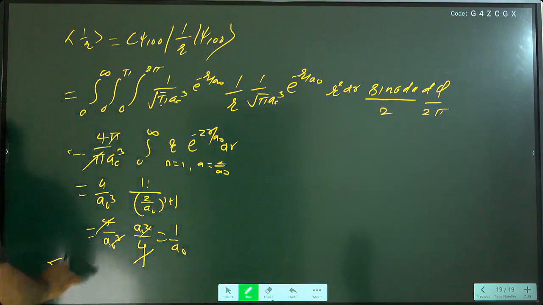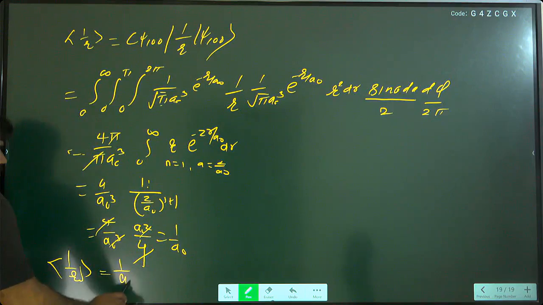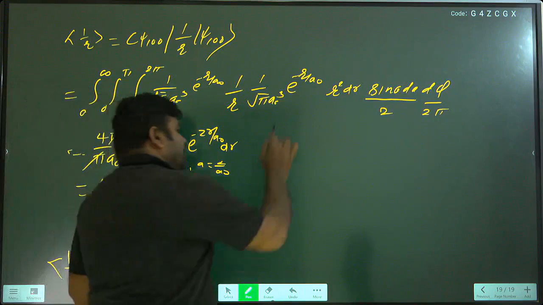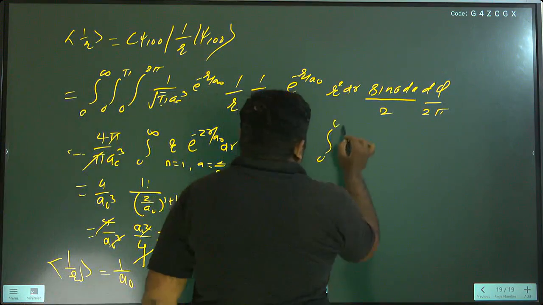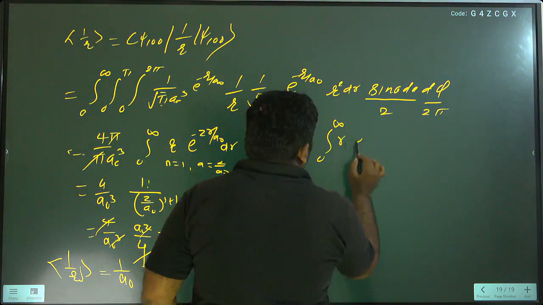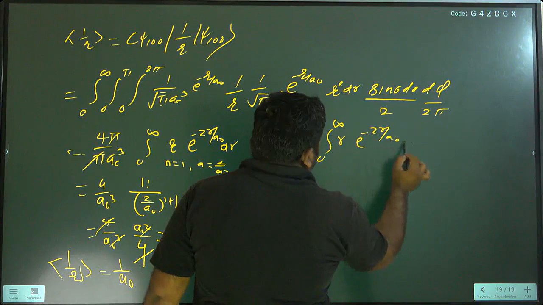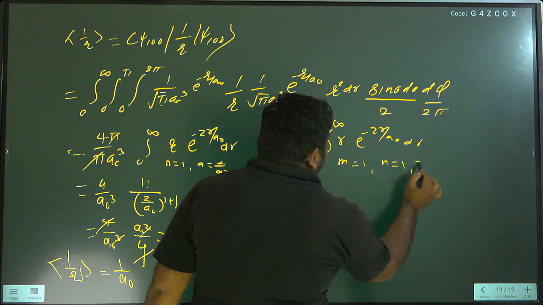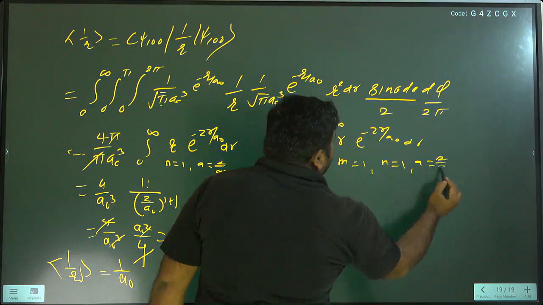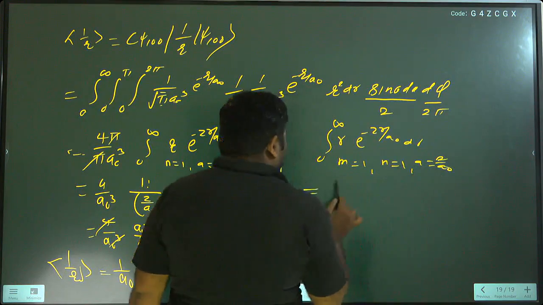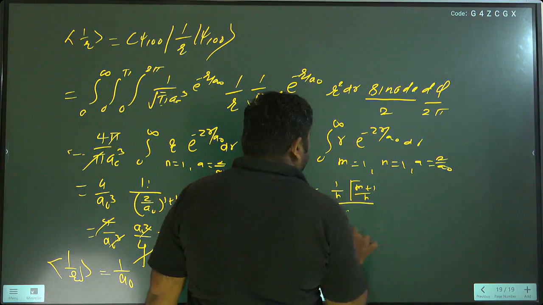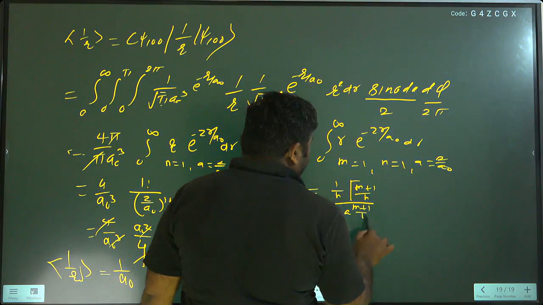Means this is equal to 1 upon r naught. The expectation is equal to 1 upon a naught by using the 0 to infinity formula. Next, we can use the gamma integration. 0 to infinity r e to the power minus 2r upon a naught into dr. m is equal to 1, n is equal to 1, a is equal to 2 upon a naught. 1 upon n gamma of m plus 1 upon n divided by a to the power m plus 1 upon n.